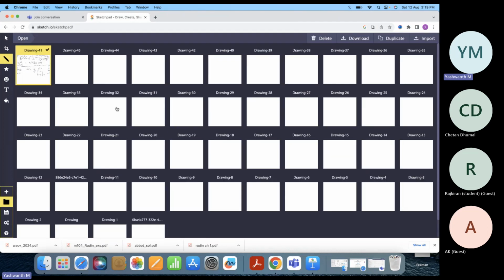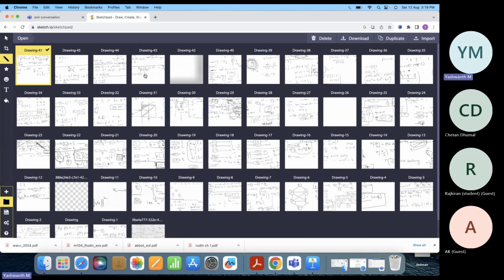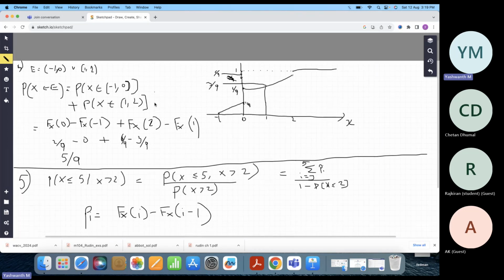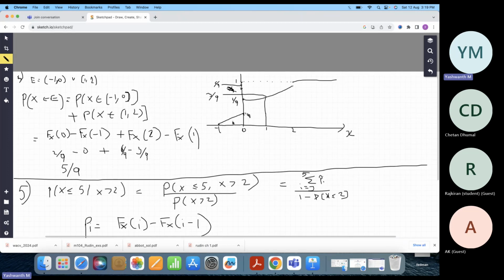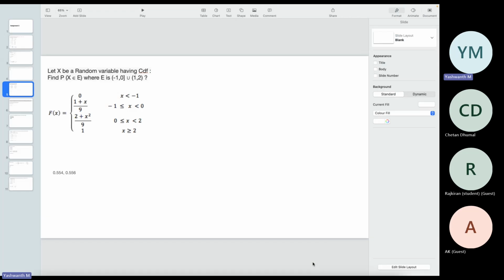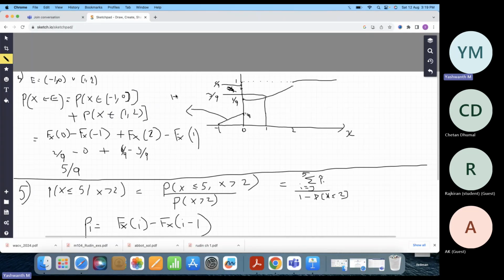So let's plot this thing. Okay, so if you draw the CDF, this part is I think 1 plus x by 9, or what it is. Yeah, 1 plus x by 9. And this is I think 2 plus x square by 9. 2 plus x square by 9.